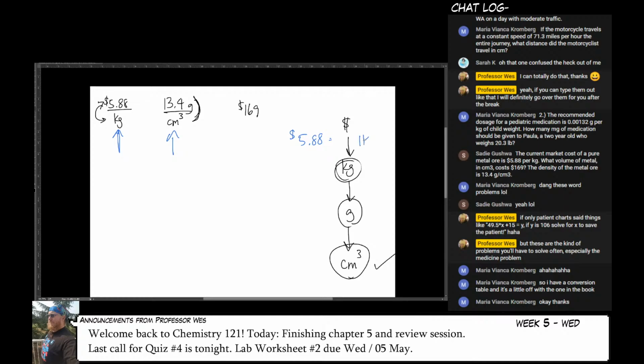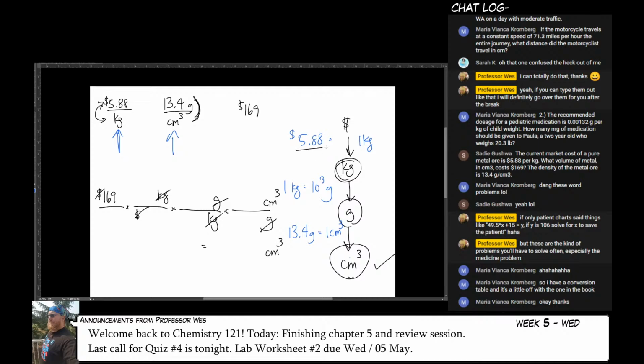Well, it's $5.88 will get you 1 kilogram. And then a kilogram is 1,000 grams. I'm going to write that as 10 to the 3. And then grams to volume is just, well, in 1 cubic centimeter, there are 13.4 grams for this metal. So let's set all of that up. So I want to buy $169 worth of metal. I'm going to pay some amount per kilogram so that my money cancels out. That will be a number of kilograms I can buy. We'll turn kilograms into grams. And then we'll turn grams into volume. And then since that's the only unit that's left over, that'll be the units of my answer.